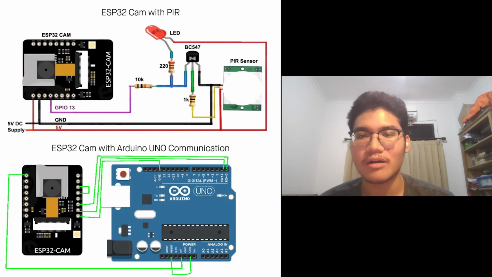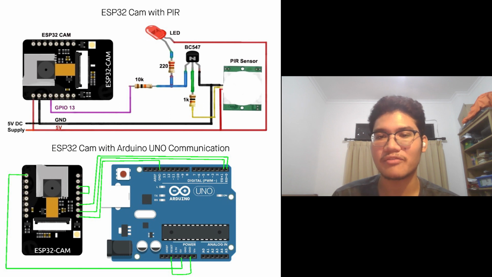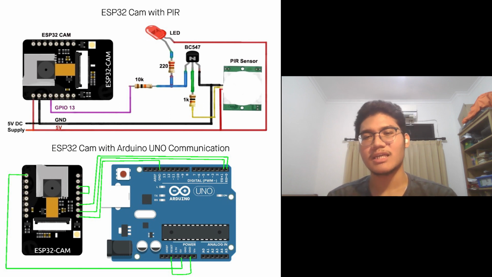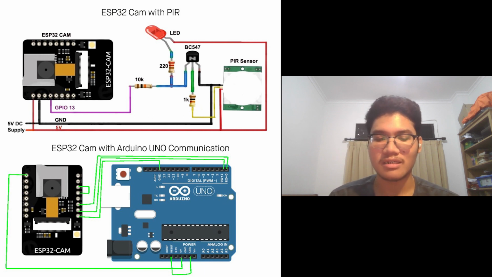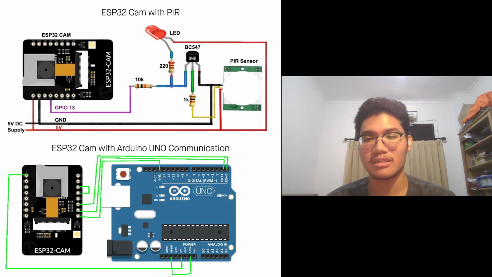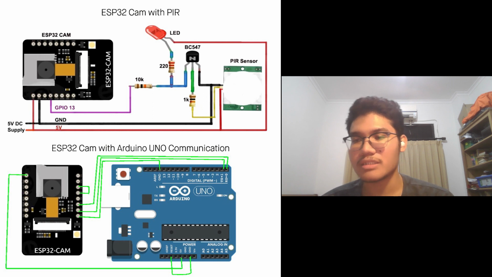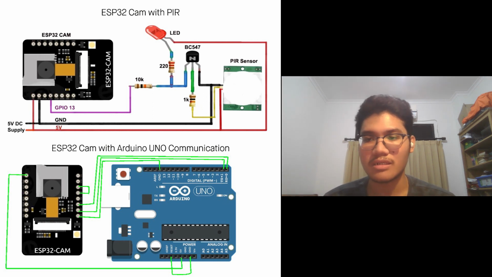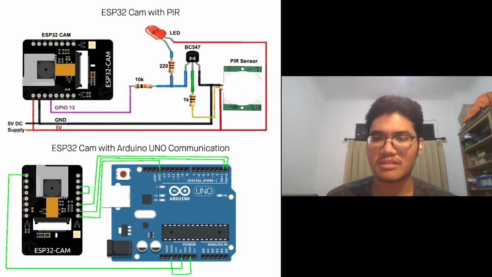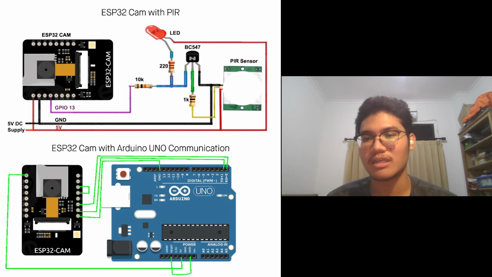So this is the schematic of the device. As we can see, we have the ESP32 cam, which is basically an ESP32 equipped with a camera. So the microcontroller that is used is still the ESP32. And also we have a PIR sensor to detect the movement of someone, and we have an LED that is used as an indicator whether there is someone detected or not. If there is someone being detected, then the LED will turn on, if not, it will turn off.